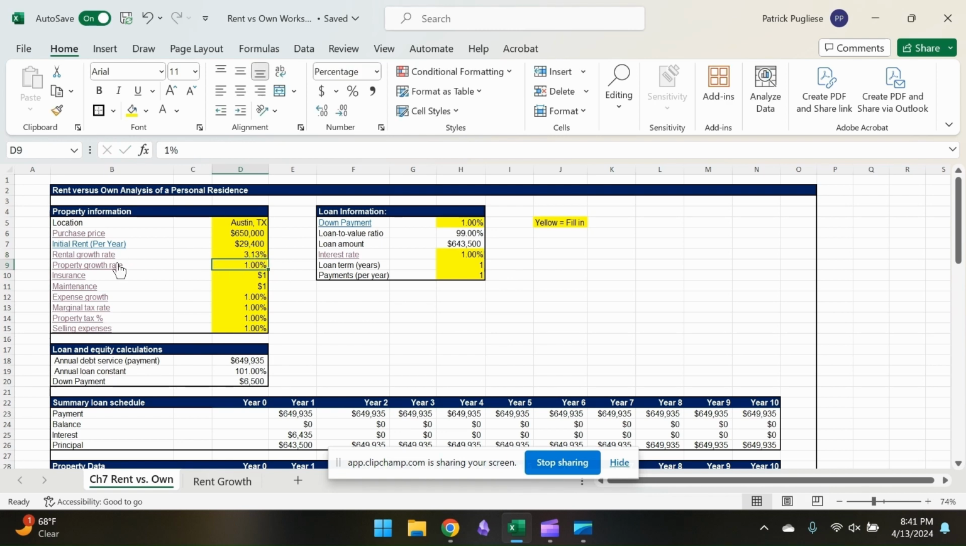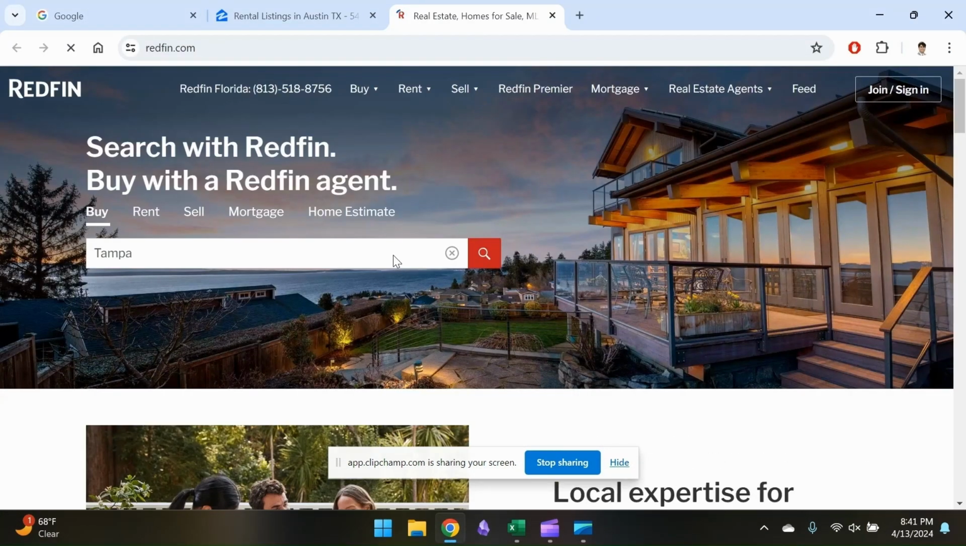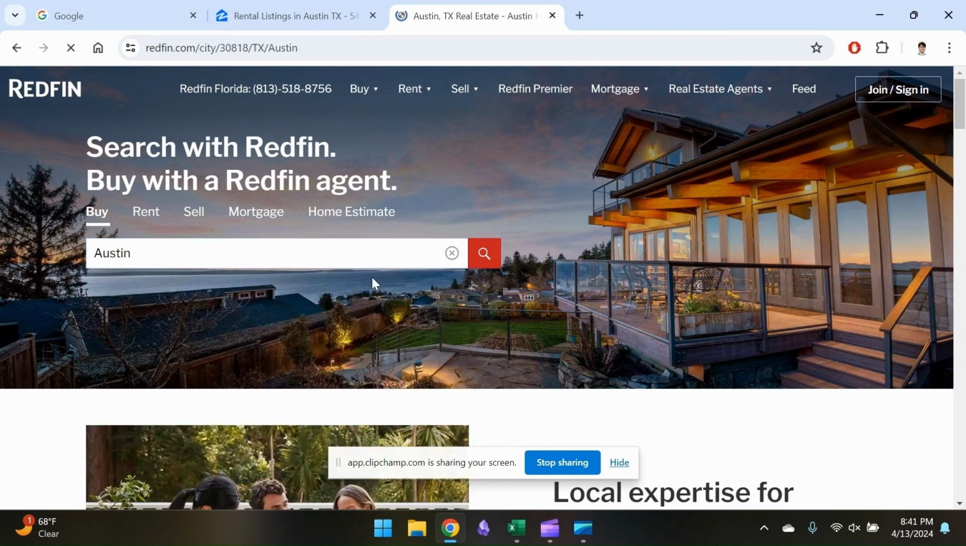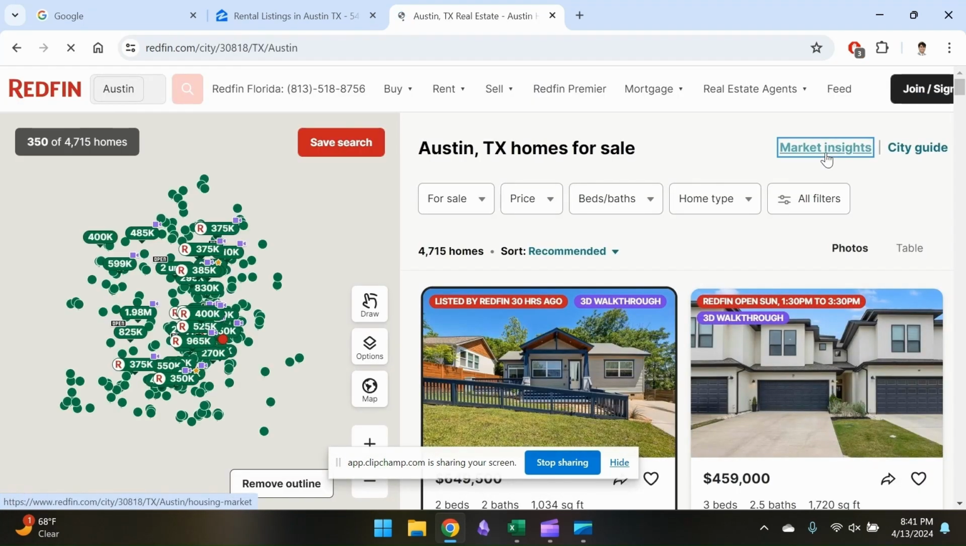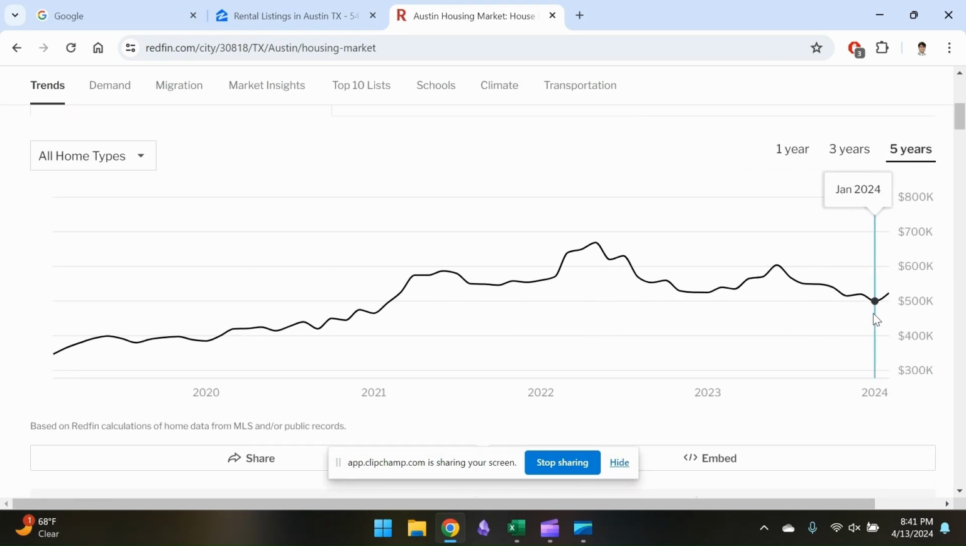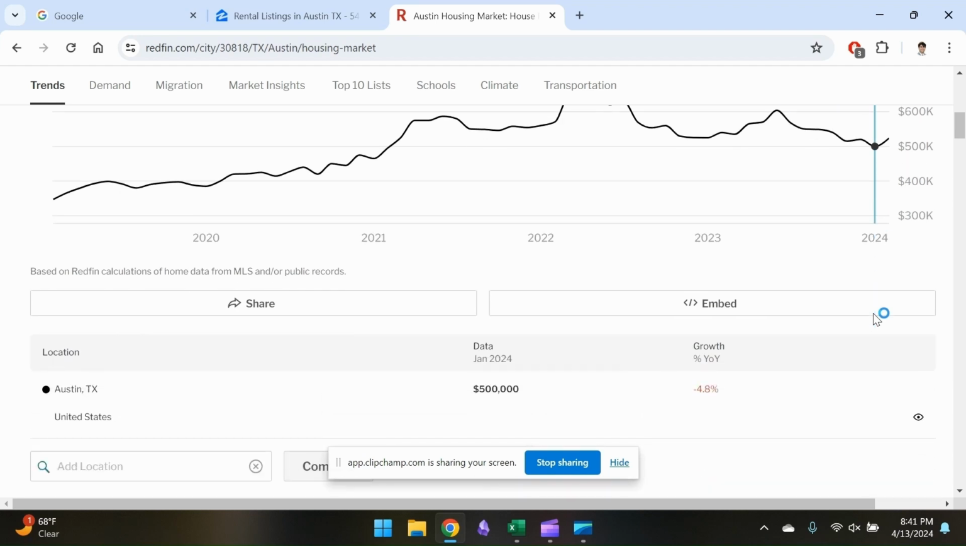Now for the property growth rate, we can click on it and say we want Austin, Texas. Let's go to Market Insights. Let's look at the past 5 years and see what we can find. It looks like there's actually been a reduction.